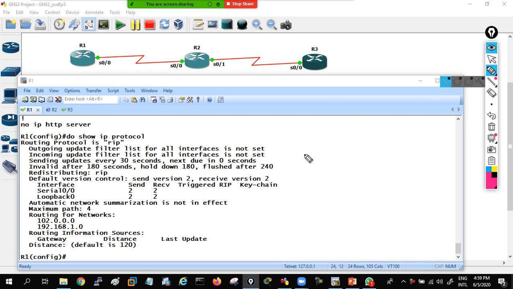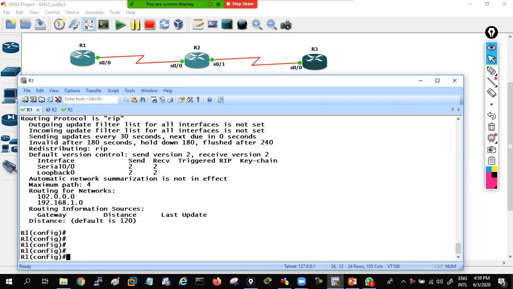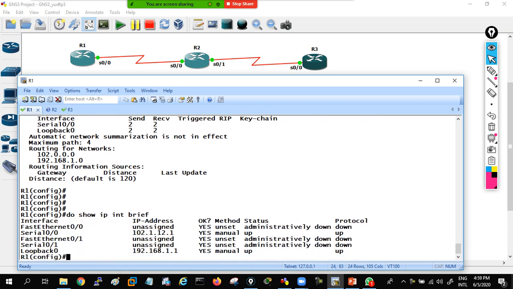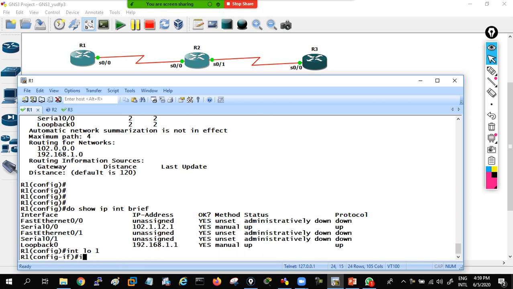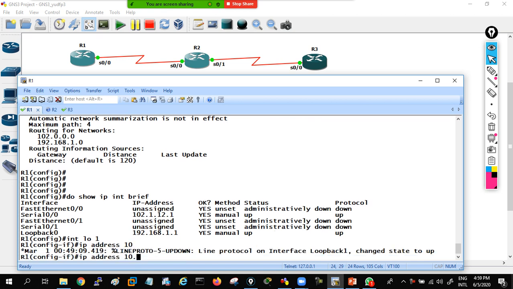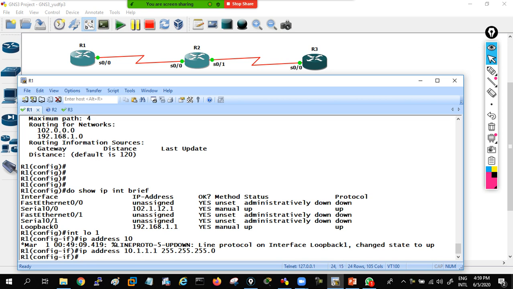Guys, I'm explaining how RIP behaves by default. Mr. Ali, I'll explain to you again. Do show ip interface brief. Serial 0/0 you advertise, and loopback 0 you advertise. I'm going to create one more loopback, loopback 1, with IP address 10.1.1.1, subnet mask 255.255.255.0.